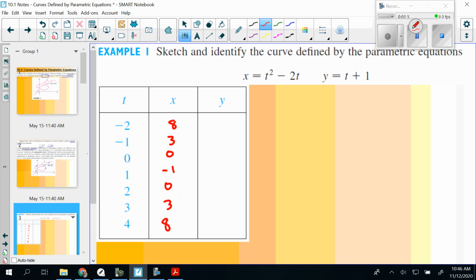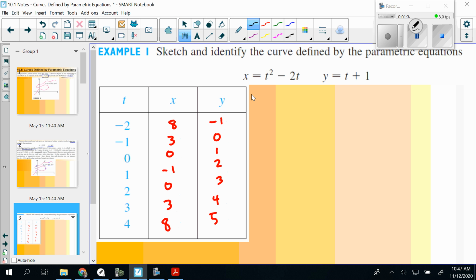Now let's do the same thing with y. So now we're plugging -2 in for this y to figure it out. If we add 1 to that, that's -1. And we're just going to keep adding 1 to each t value here. So this would be 0, 1, 2, 3, 4, and 5.